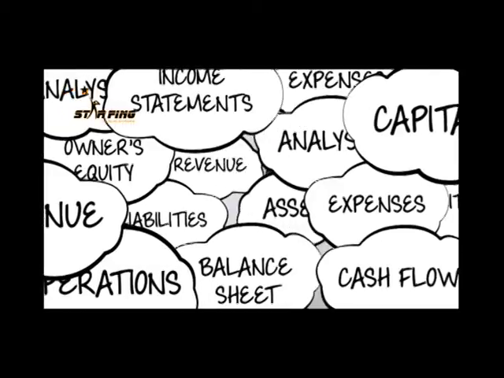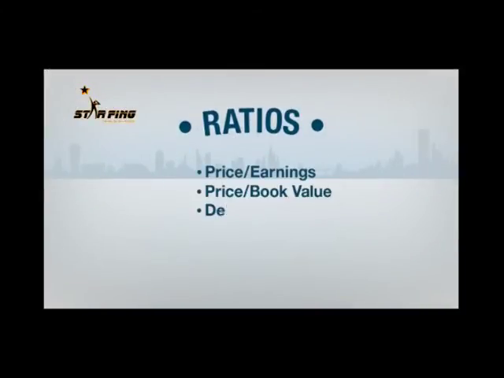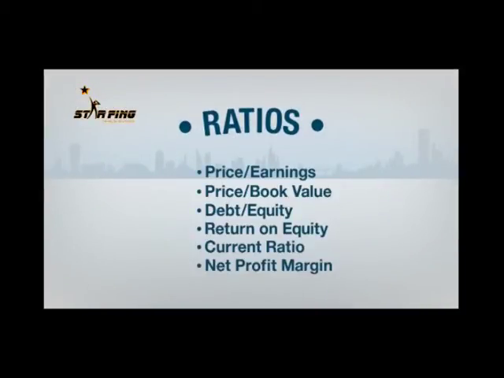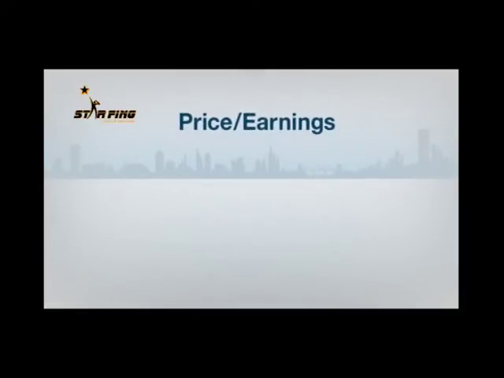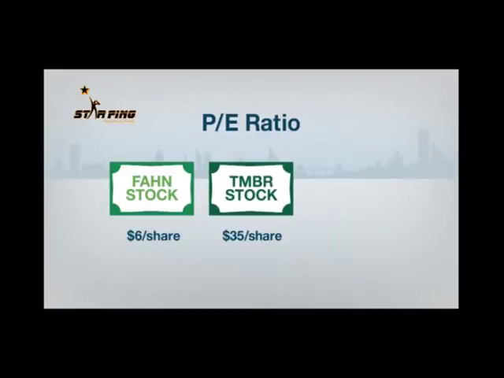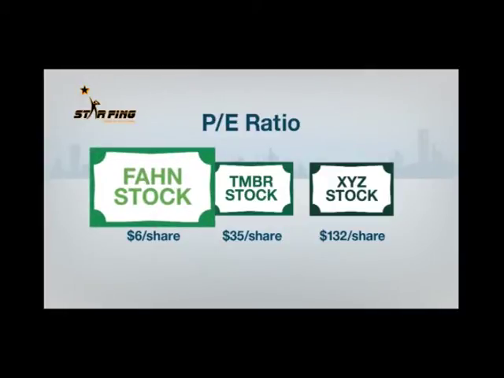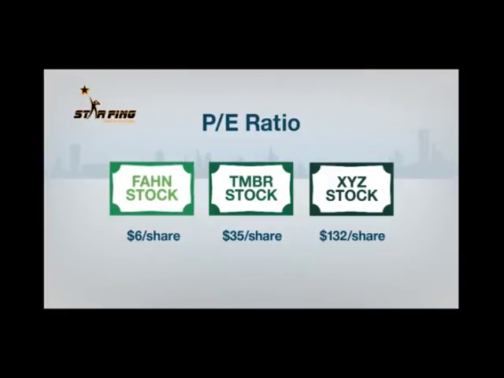This is why investors may use ratios. There are several ratios that can help an investor compare stocks, but we'll focus on one of the most common, the price to earnings or PE ratio. Let's say you have one stock that costs $6 a share, another at $35 a share, and a third at $132 a share. How would you know which one is the best value? You might assume the $6 stock is the best value because it's the cheapest. However, this might not be the case because a company's value may depend largely on the company's earnings.